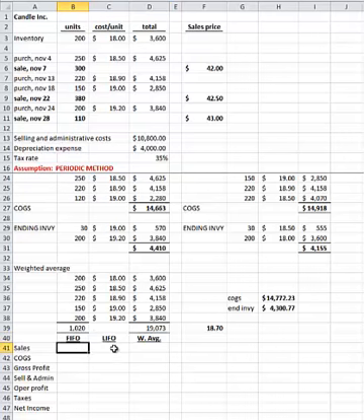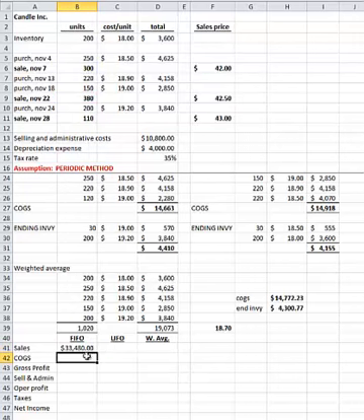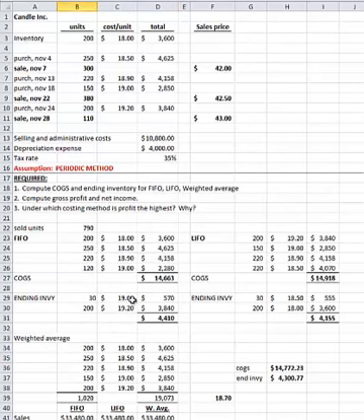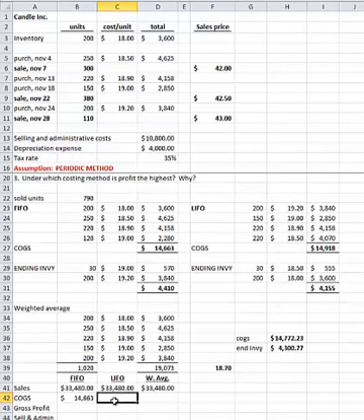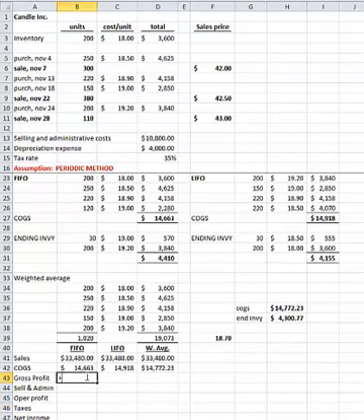Sales is the same for all three methods, and sales would be the units sold times the sales price. So that's not different under the three methods. Now cost of goods sold is different. Cost of goods sold for FIFO was that number, for LIFO was that number, and for weighted average was that number. So very different. Then gross profit is sales minus cost of goods sold.